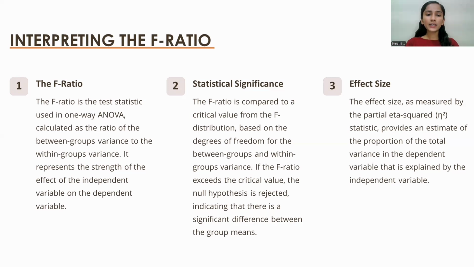It represents the strength of the effect of the independent variable on the dependent variable. Statistical significance. The F ratio is compared to a critical value from the F distribution based on the degrees of freedom for the between groups and within groups variance. If the F ratio exceeds the critical value, the null hypothesis is rejected, indicating that there is a significant difference between the group means.